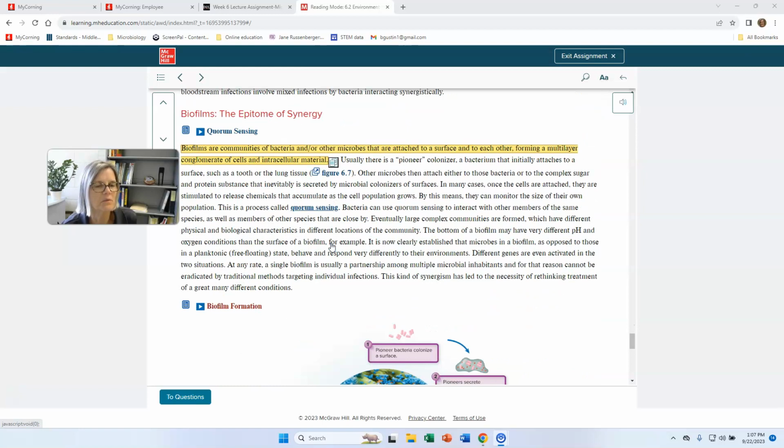The last thing I wanted to talk about is just to revisit that concept of biofilms. We talked a little bit about biofilms when we talked about extracellular polysaccharides and surface layers that some bacteria make. And we said that these slime layers that some bacteria make allow bacteria to group together in biofilms and attach to surfaces.